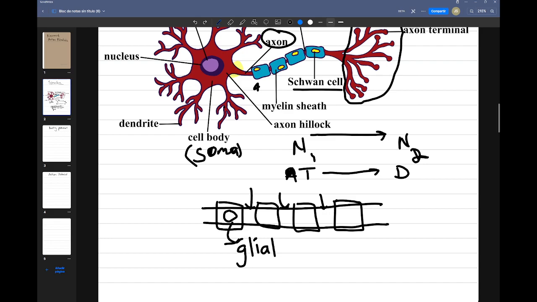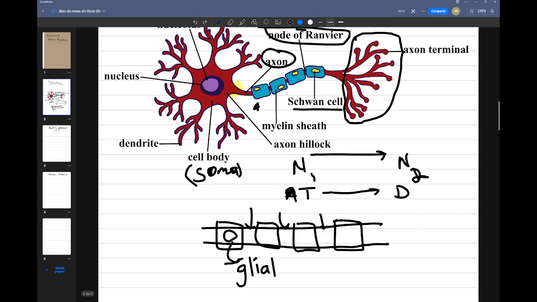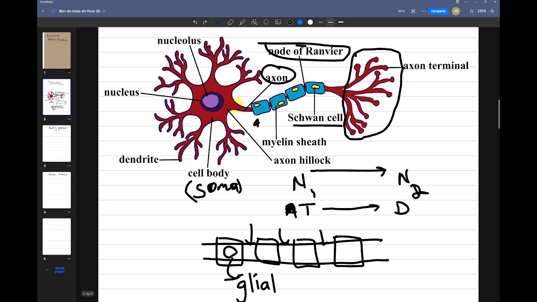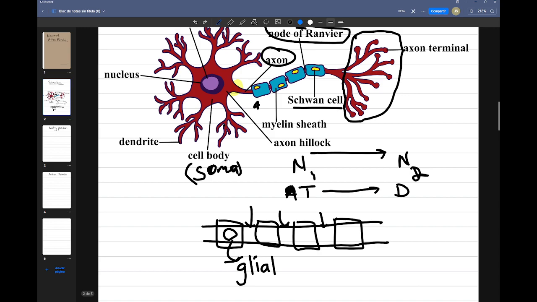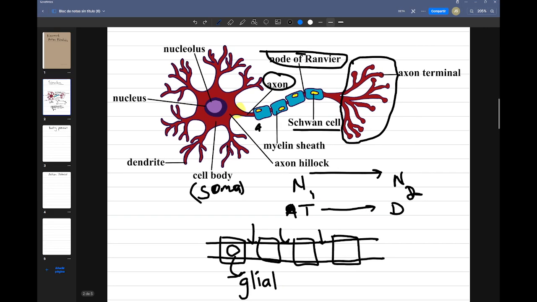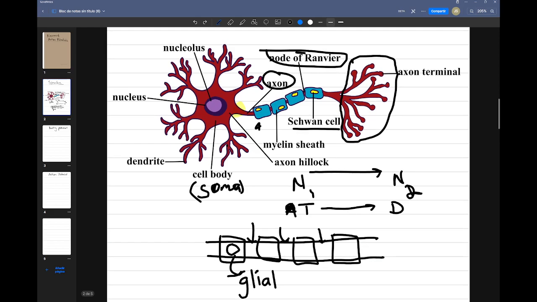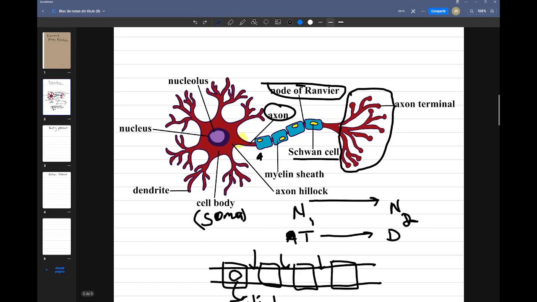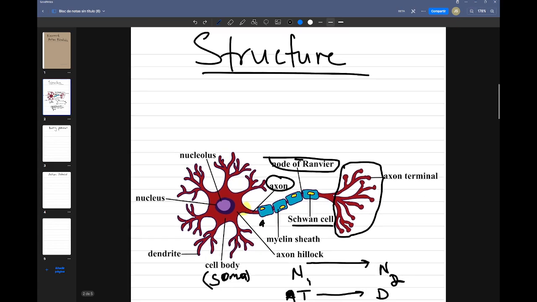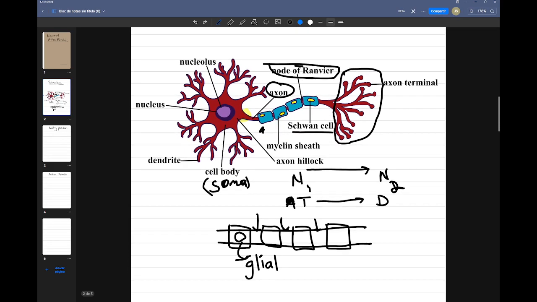They really help with propagation and regeneration. And then between each of the myelin sheaths, the Schwann cells with their myelin sheath, we have the nodes of Ranvier. These nodes allow for an increase in speed and propagation of the electrical signal through the axon, and then those electrical signals will reach the axon terminals, where they will travel from this neuron over a synapse to go to the next neuron. So that would generally be the structure of the neuron, explained.